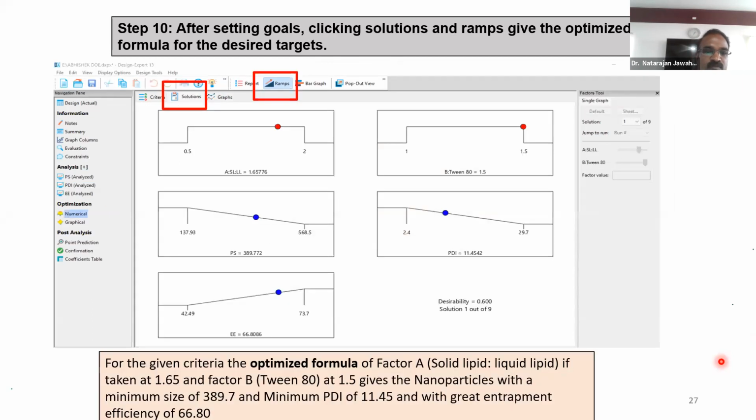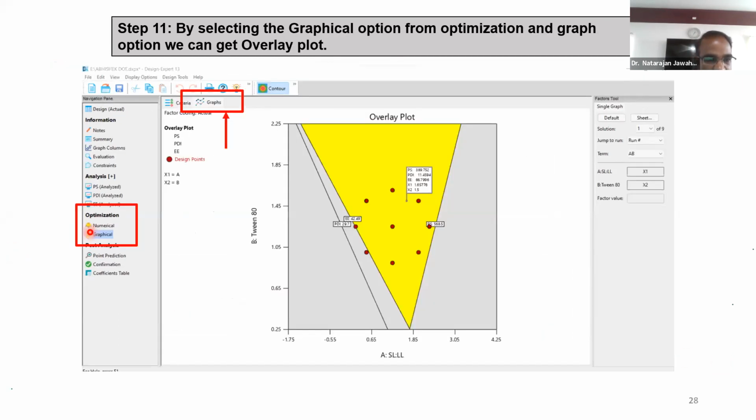Sorry, one more feature I have. In optimization, instead of numerical, now I'm selecting graphical, and then I will select graphs and the overlay plot. So by selecting the graphical option from optimization, I can get the graph option, and we can get the overlay plot.